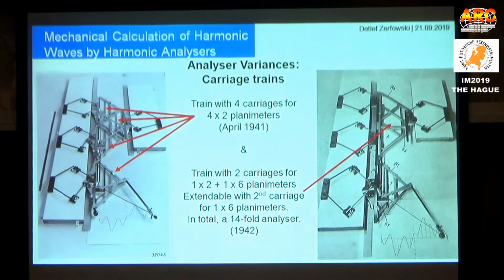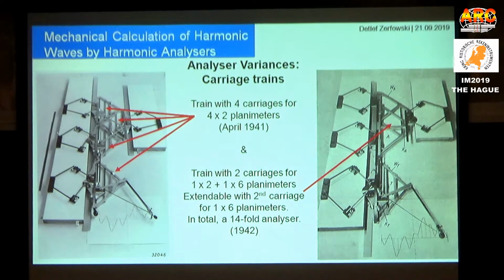Another variant for these harmonic analyzers. We only showed this part of it. You have one tracer where you can put one carriage where you can put 2 planimeters in parallel. This system shows 4 carriages which are combined to each other. They are completely connected like a rail train, because here is a rail, and you can mount to each of these carriages 2 planimeters in parallel. With this setup, you can get 8 coefficients simultaneously within one run with one trace of the curve.